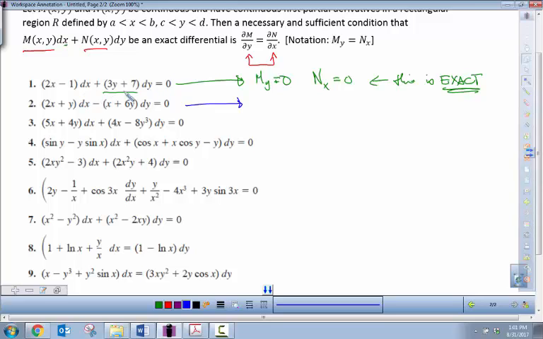If you switch to dx dy, then you just have to remember that your M function is the one next to the dx, and your N function is the one next to the dy.